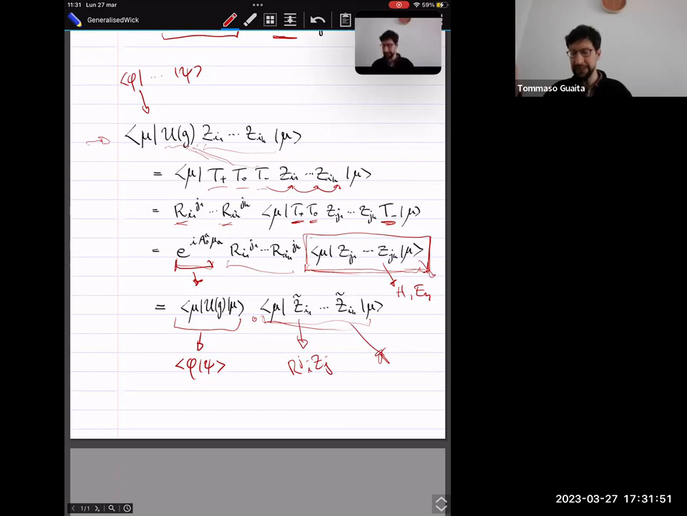While in the third case, where this mu is an arbitrary state in the Hilbert space, I think the only solution that you have is to compute this object as an inner product in Hilbert space, which is something that in general might scale much worse.